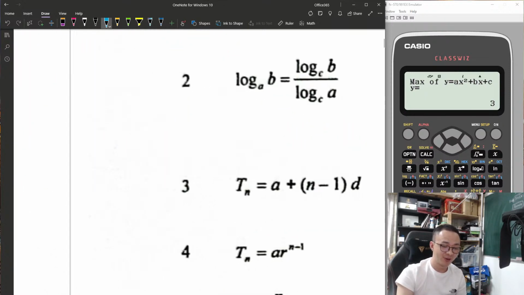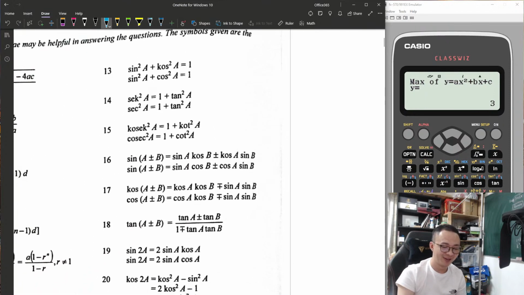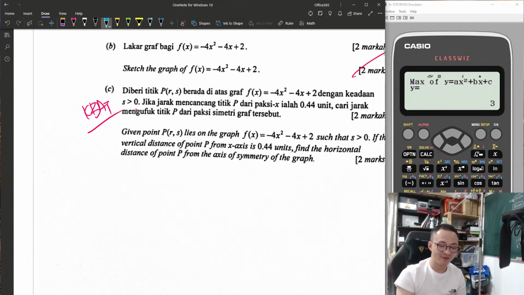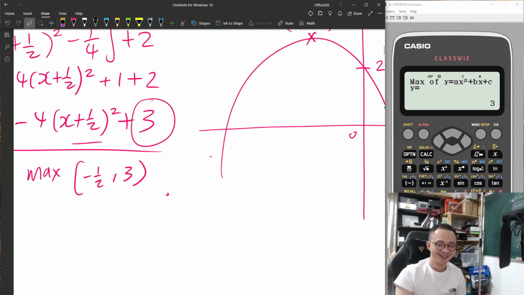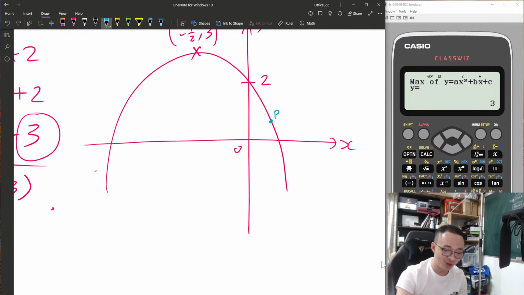Oops. Oh my god, the screen just flew away. So I just zoom in to show you, the vertical distance here is 0.44, because this is the vertical distance from the x-axis, isn't it? It is 0.44. So 0.44 is basically this distance from the x-axis to P. Yeah, you should be able to see it's over there.